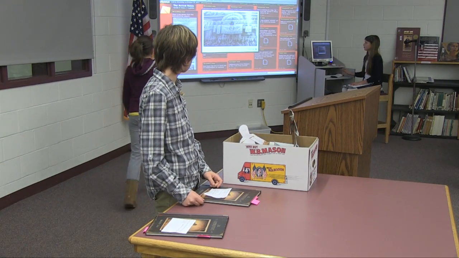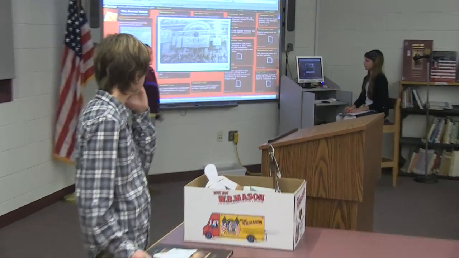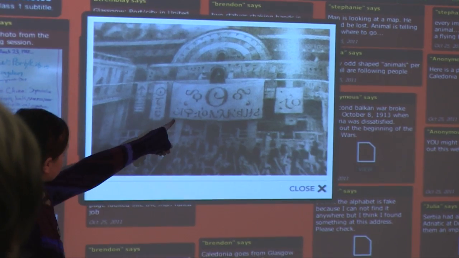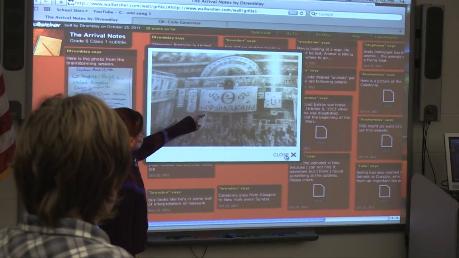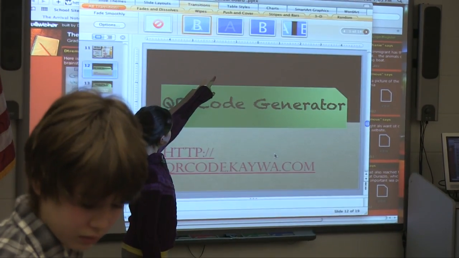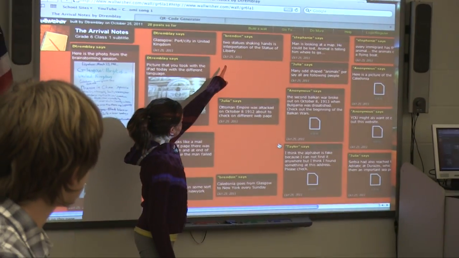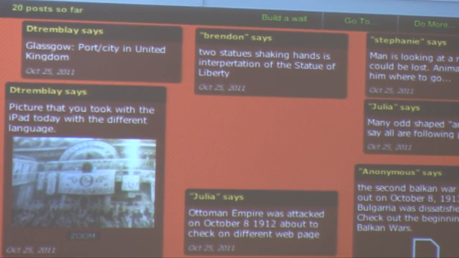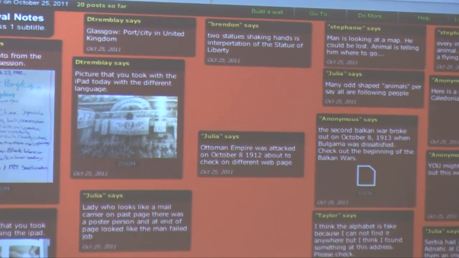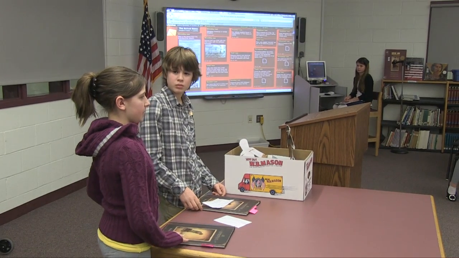For this picture, Mrs. Tremblay posted it because we were trying to figure out what language this was so that we could figure out what country the man immigrated to. And over here, this one says two statues shaking hands is an interpretation of the Statue of Liberty, because each picture we did was interpreting other things, not meaning what it shows.